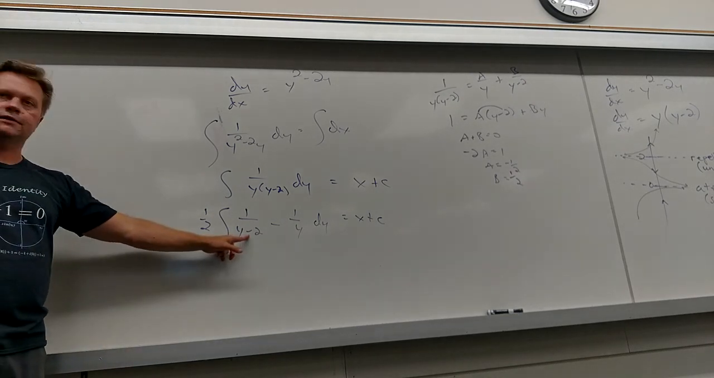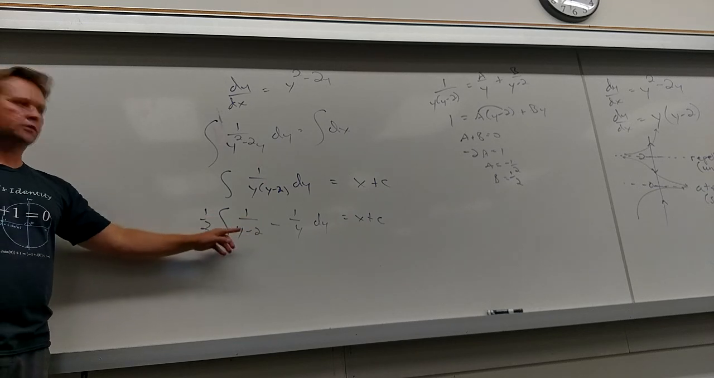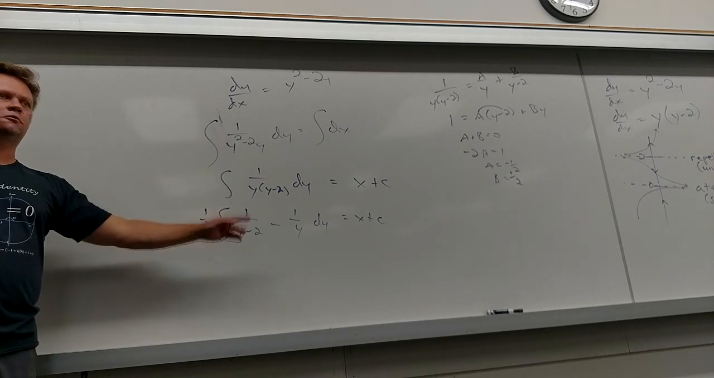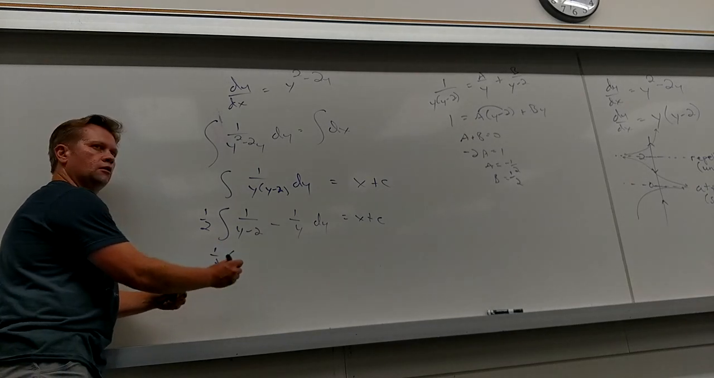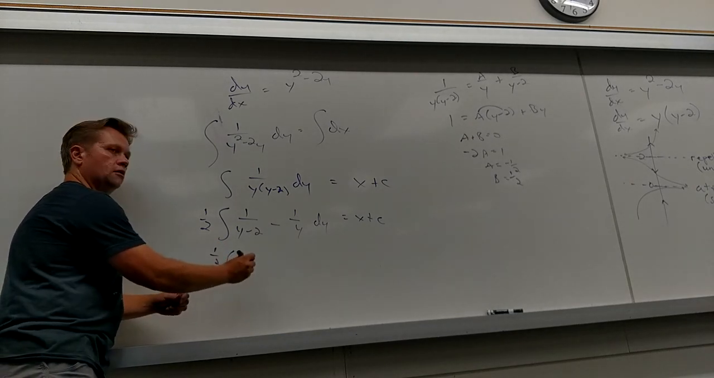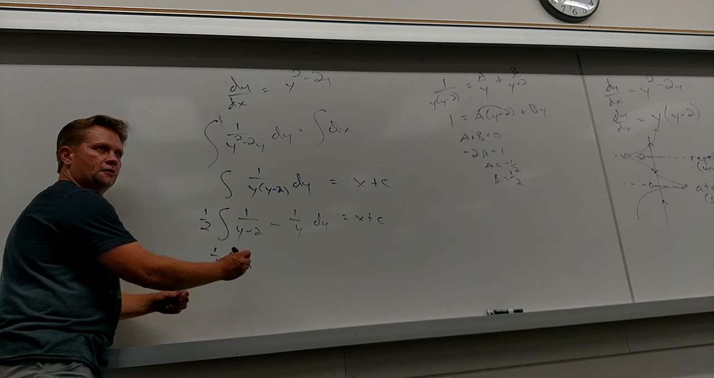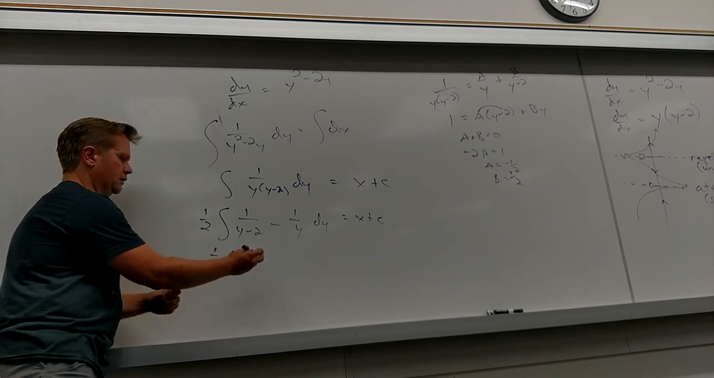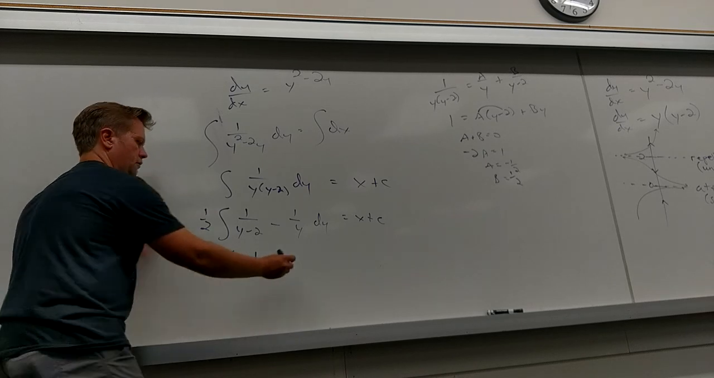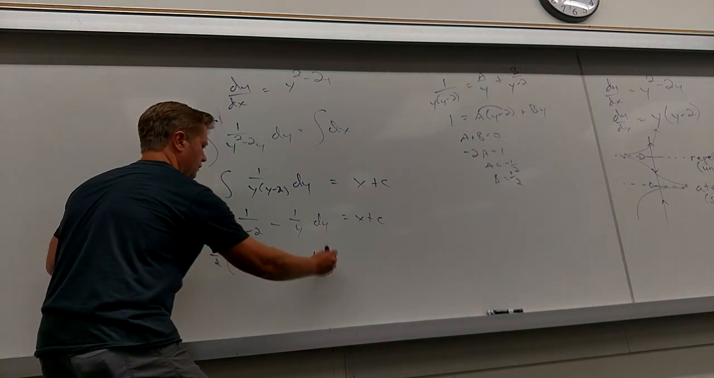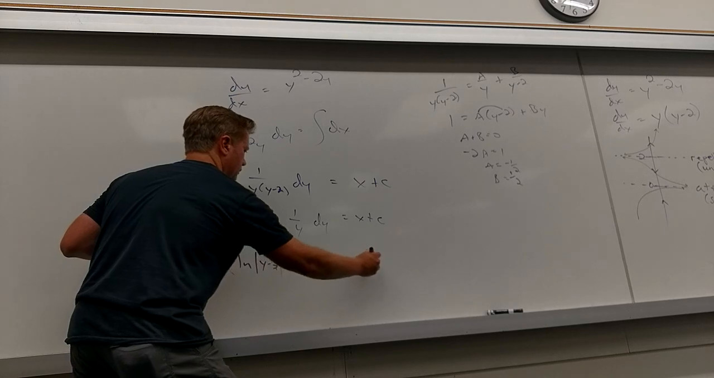Now, hope to God this is very easy. These are both linear with slopes of 1. What is the integral of 1 over y minus 2? Ln. Absolute value y minus 2 minus ln absolute value y equals x plus c.